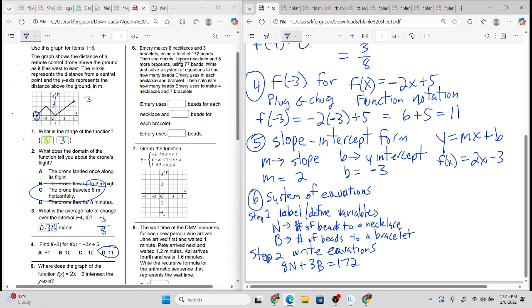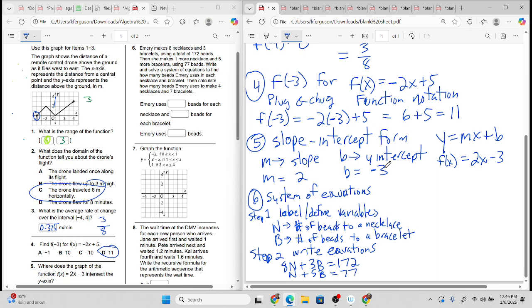Then she makes one more necklace, that's N or 1N, and 5 more bracelets, so that's going to be 5B, and using 77 beads, so that's going to be equals 77. So now I've got 8N plus 3B equals 172, and then N plus 5B equals 77. So I got two equations now.